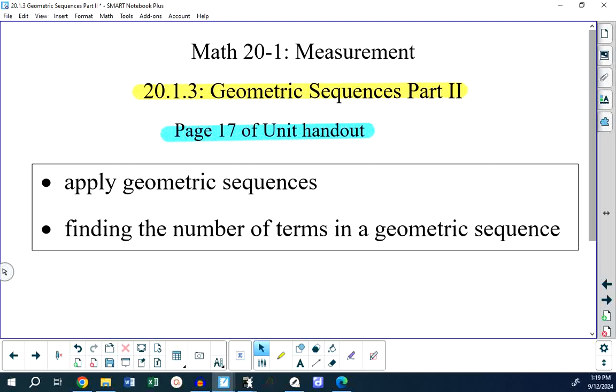I'm calling this Geometric Sequences Part 2. It's on page 17 of your unit handout. There's nothing new here that we're learning in terms of ideas or concepts. So there's nothing new we're learning here in terms of math content. What we're looking at is different applications of what we've already learned.